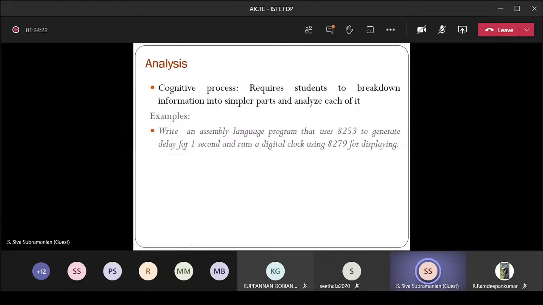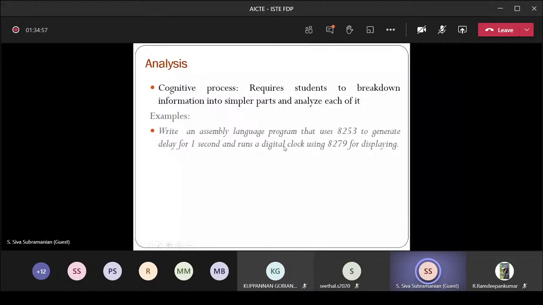Level 4 is his analyzing skill. Here you are going to analyze his skill: write an ALP that uses 8253 to generate a delay of 1 second and runs a digital clock using 8279 for displaying. Okay, 8279 is a pin IC for keyboard and display. 8253 is a timer, right? So in the processor, you are going to use a delay of 1 second, run a digital clock, and show that on the display device. So you need to understand 1, 2, and 3.